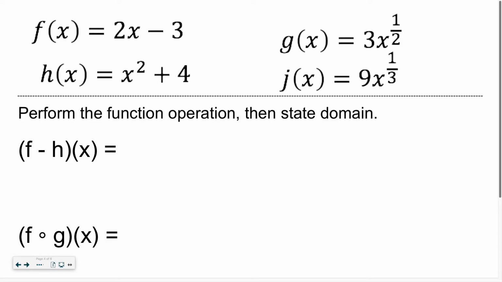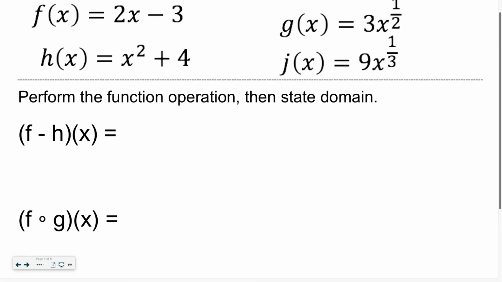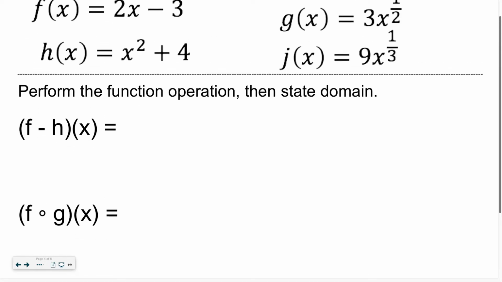Okay, so we'll do a few examples, like I said, with these over and over again. So if you write these 4 down once at the top of your notes, then we're just going to do different operations with them.